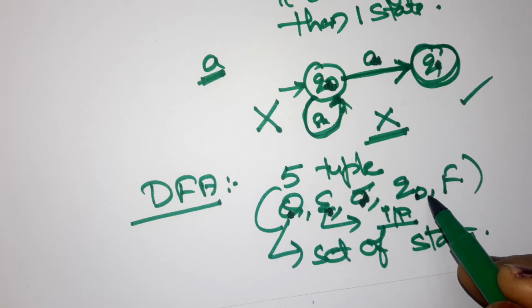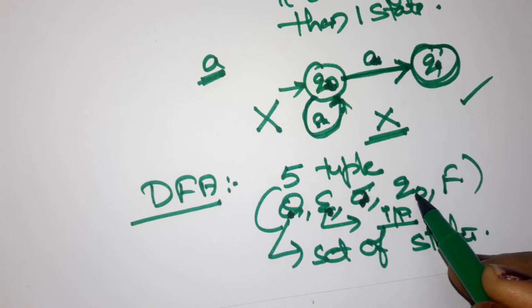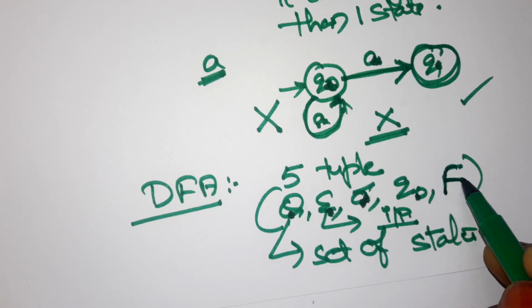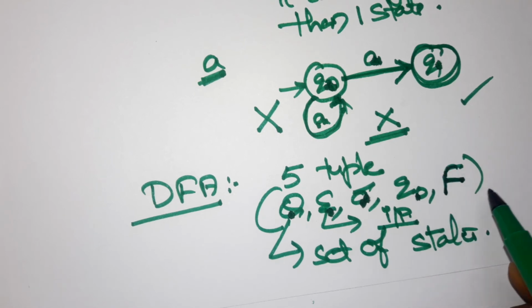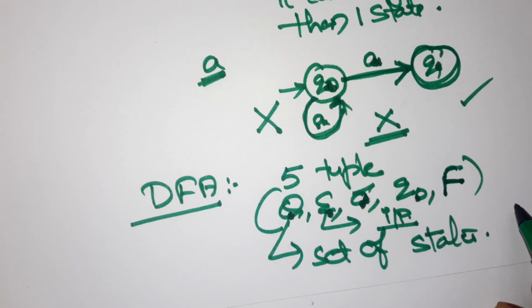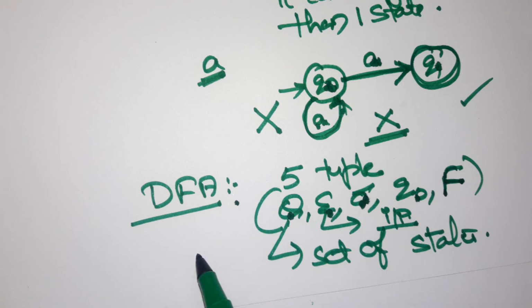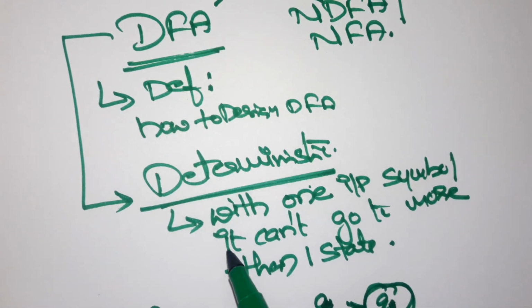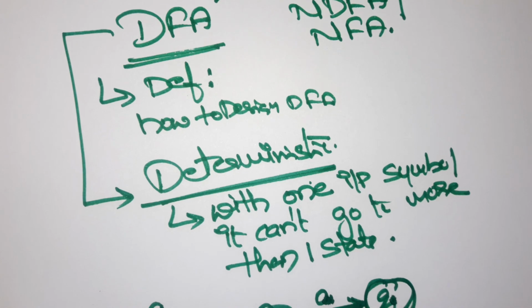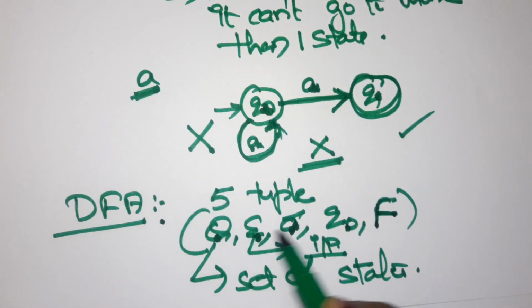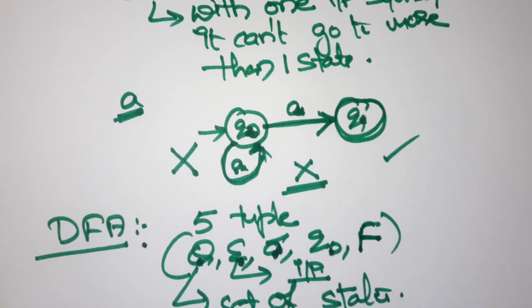Q naught is the initial state. We need the initial state because the machine should always start from the initial state. To represent the starting of the input symbol, you need to mention Q naught. F represents the final state, which means the processing is over by reaching that state. So here DFA is nothing but a deterministic finite automata. You need to write the meaning of deterministic. Next you need to mention the DFA mathematical notation. Now we will see one example.